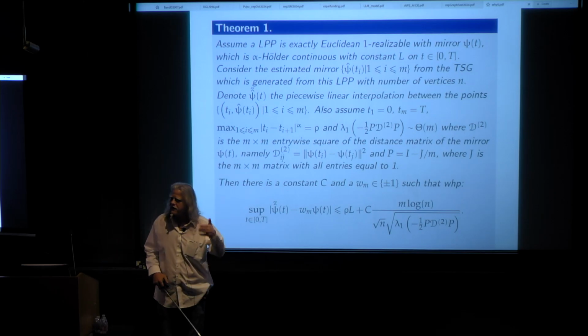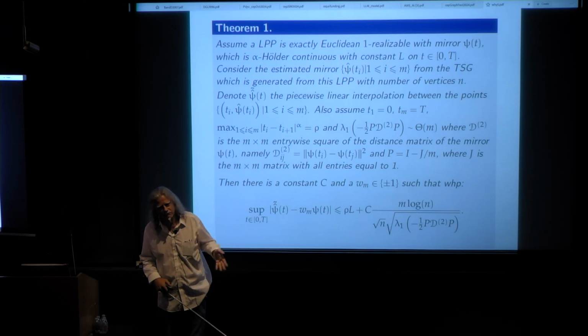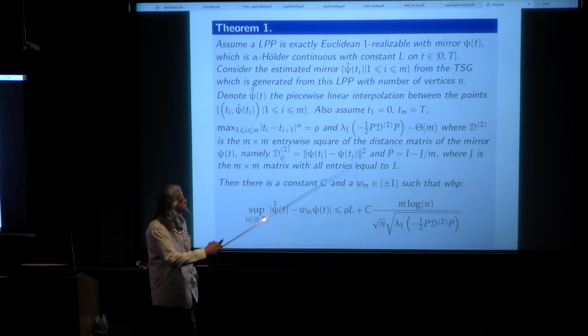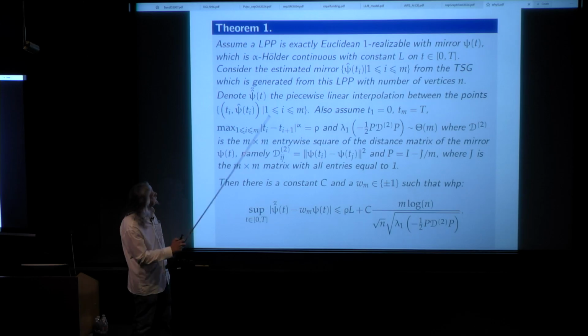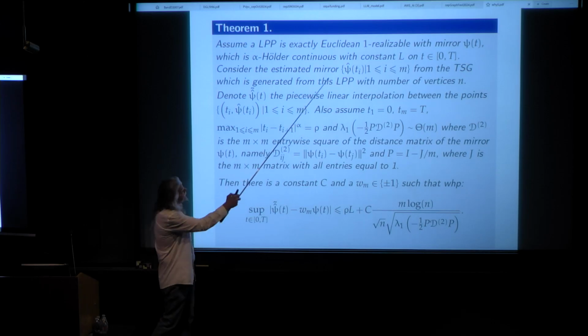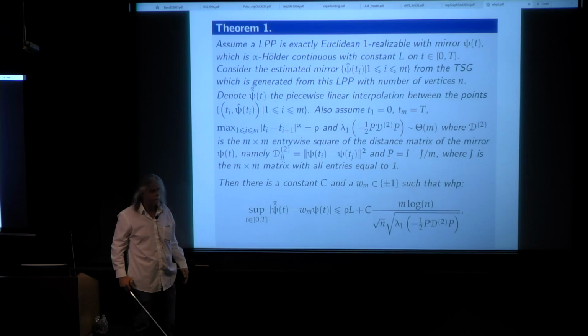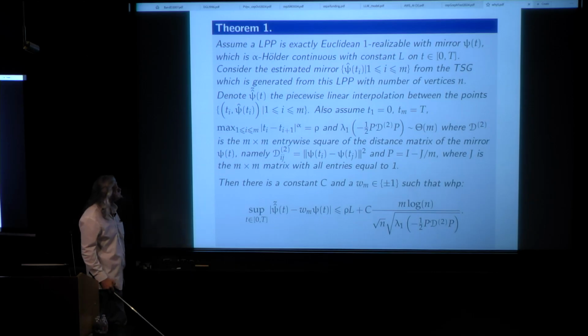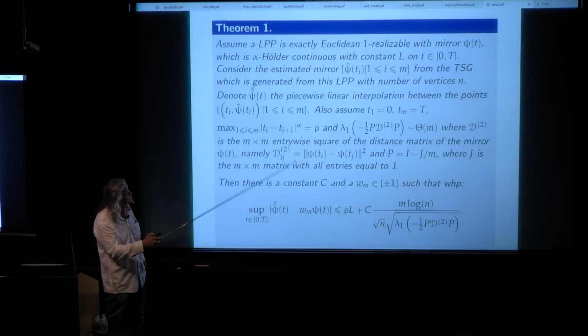In the figures, the dots were psi hats, estimates of the mirror, and I was arguing that it looked like there might be a nice smooth curve there. That curve that wasn't shown is psi, and as long as that curve is nice, like Hölder continuous, then when I estimate them according to the algorithm that I haven't shown you, I get psi hats that have a particular property.